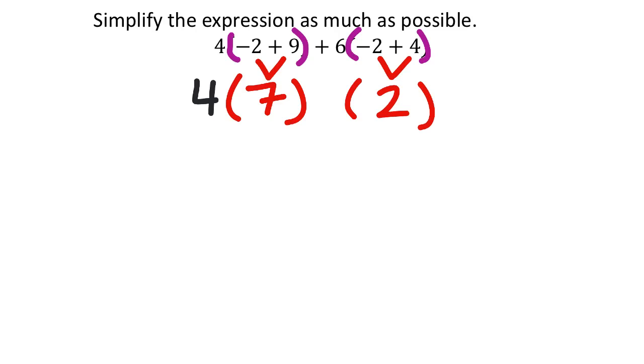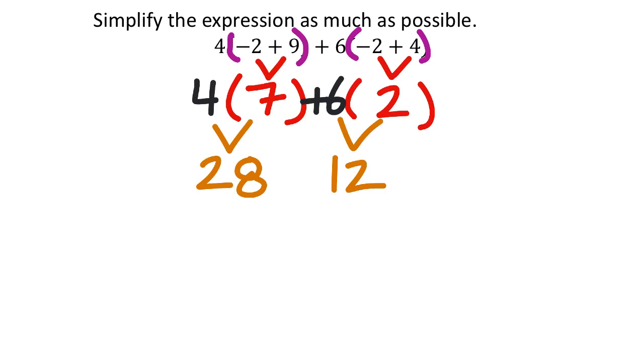So the new expression, 4 times 7 plus 6 times 2. There's no exponents, so we're going to go straight to multiplication or division from left to right. And I got this set of multiplication farthest to the left. 4 times 7 is 28. And 6 times 2 is 12. We're going to add these together.